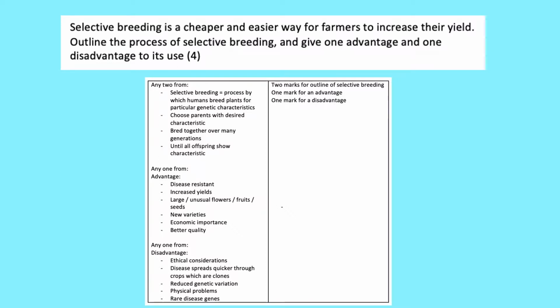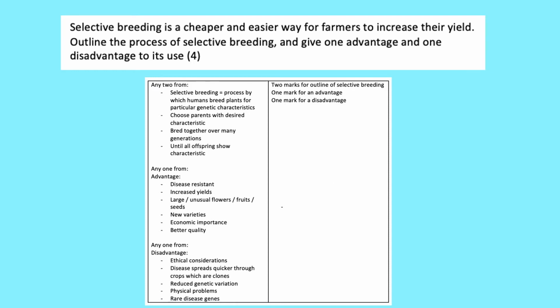So a disadvantage: there's ethical considerations with this, not so much in plants, but certainly in things like dogs, there's a lot of ethical consideration there, and in humans, it's still obviously not allowed. Disease can spread quicker through crops which are cloned, so obviously when you're repeatedly breeding a population, all of the crops are going to be clones of each other.